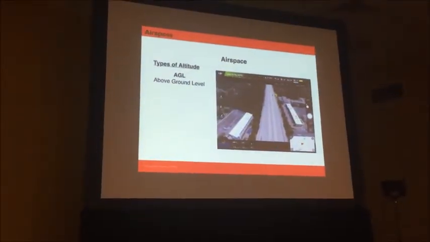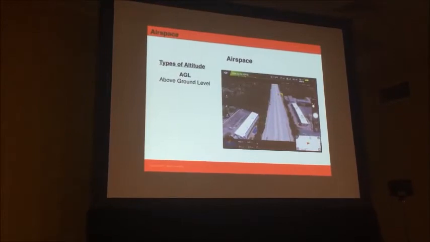Most drones do not use MSL altitude, but the charts do, so that's why you have to know the difference. Drones use AGL altitude, or above ground level. So this is a screenshot from the DJI app. Down here it says 400 feet. That's 400 feet above ground. I have no idea what my sea level altitude is in that situation.